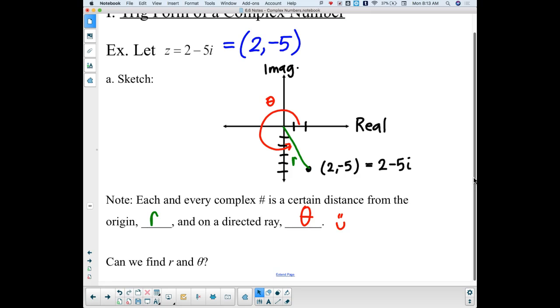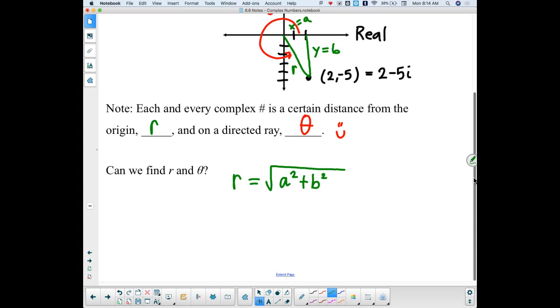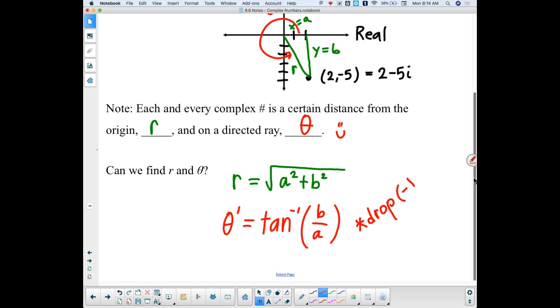Okay, so if I think back to that, R would be equal to what? That looks like the radius, and we got a little Pythagorean theorem going on there. Let's call those A and B. Okay, so instead of R being the square root of x squared plus y squared, now we're going to call R the square root of A squared plus B squared. Okay, so that's how we find R, our radius, our distance from the origin to the complex number. And the theta value is everybody's friend. Theta prime is the inverse tangent now of B divided by A. And once again, we drop negative signs. Once again, that gives us a reference angle. So we have to adjust it for each quadrant.